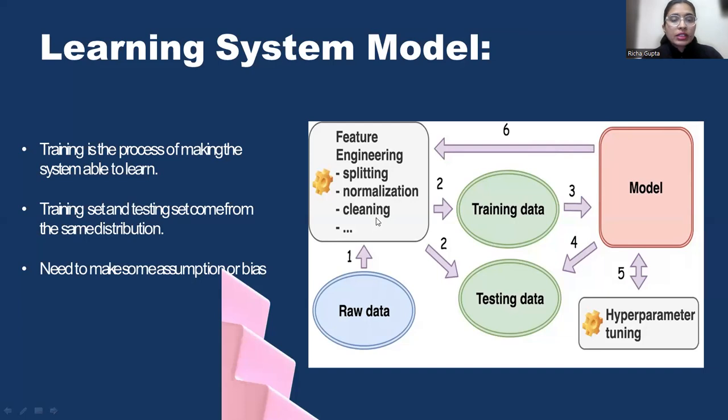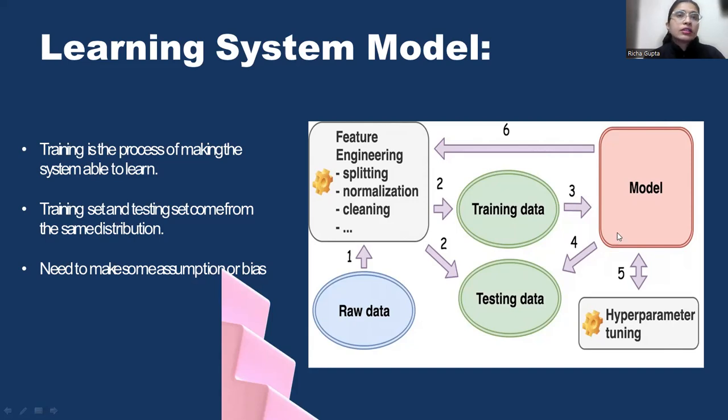We normalize it, we clean it, and then this cleaned or pre-processed data is further divided into a training data set and a testing data set. With the help of this training data set, we build a model, and we validate this model on various parameters like accuracy, F1 score, sensitivity, and specificity, and check the accuracy of the model. If it needs to be hyper-tuned for some parameters, then we do that.